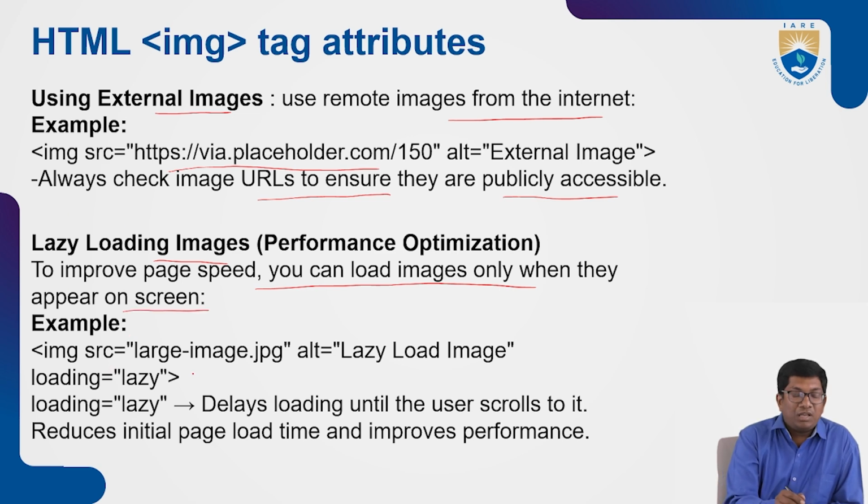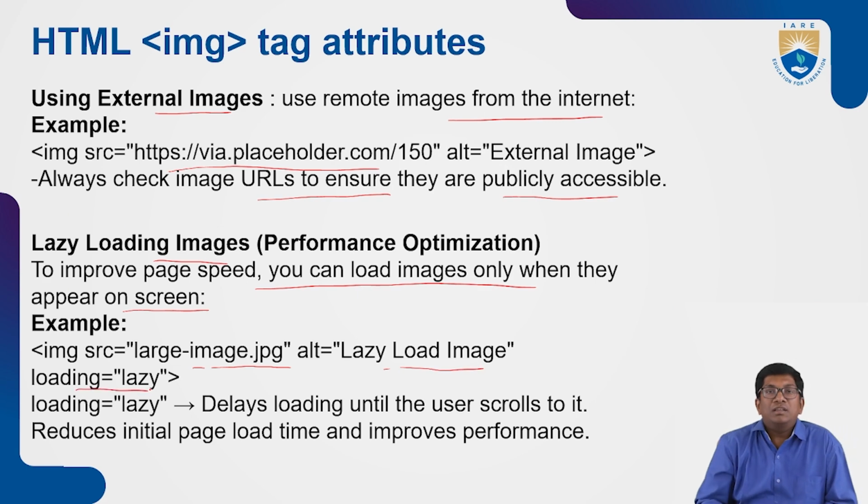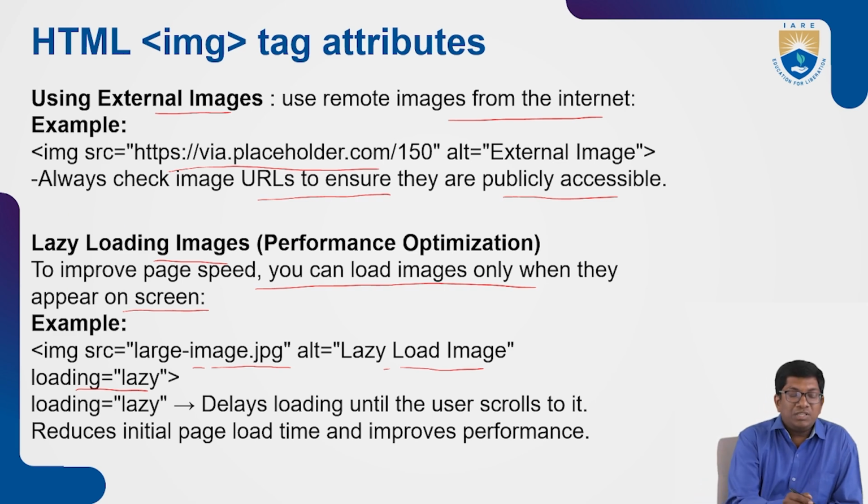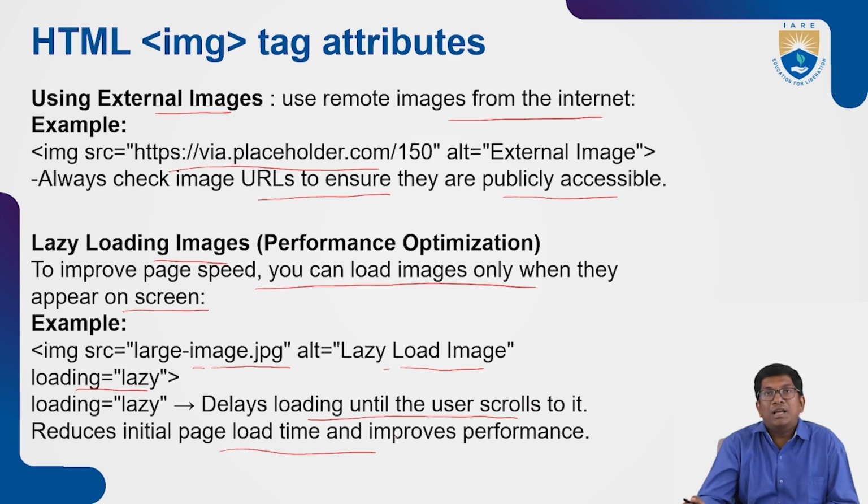A simple example: img src is equal to large-image.jpg, the image you have to open. Alt is equal to lazy load image, and the important one here is loading is equal to lazy. Loading can be lazy or eager. Here we are using loading is equal to lazy. Loading equal to lazy means it delays loading until the user scrolls to it, reduces initial page load time, and improves performance. That is the advantage of using the lazy attribute.